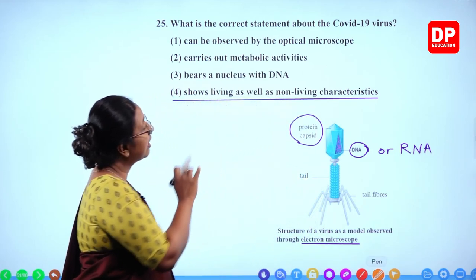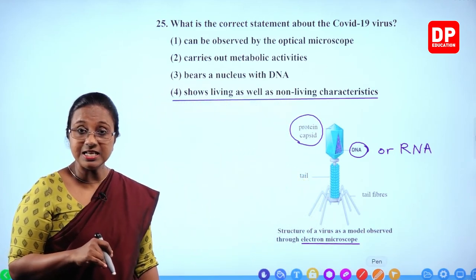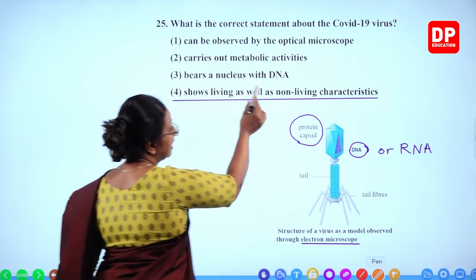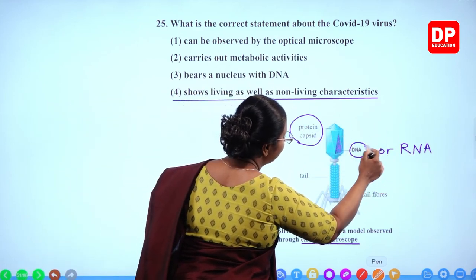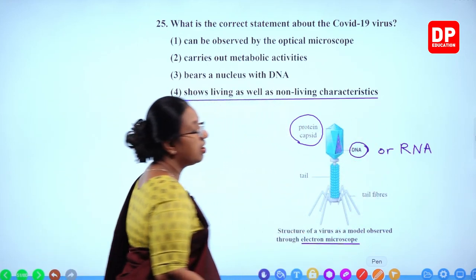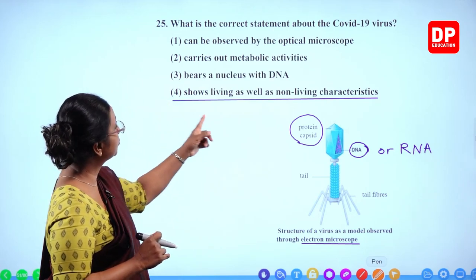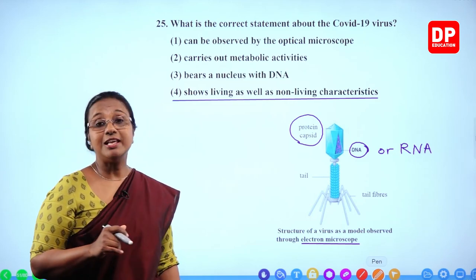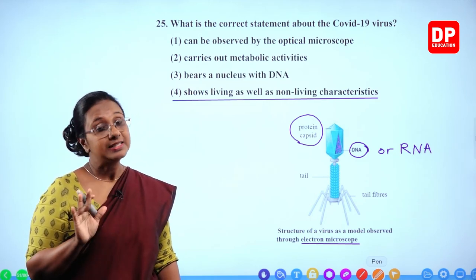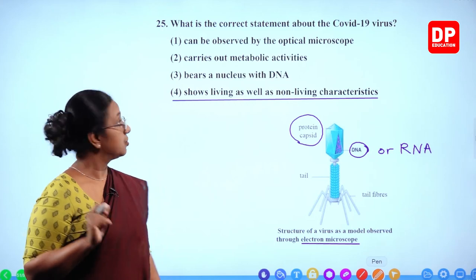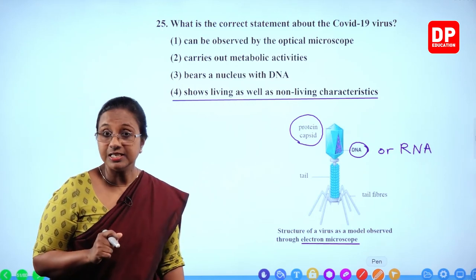So although they have related it to COVID-19, the only thing is it will have RNA, not DNA, but normally viruses can have a DNA or RNA. The correct statement here is shows living as well as non-living characteristics. Is that clear, students? So with that, I'll move on to the next question.